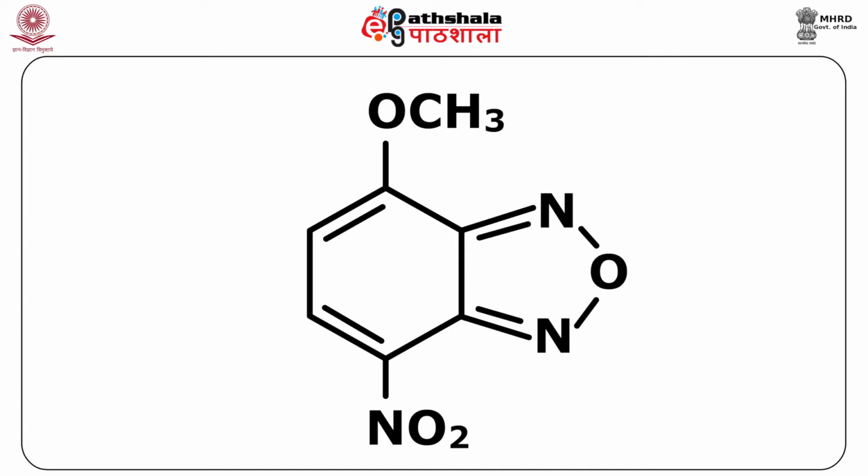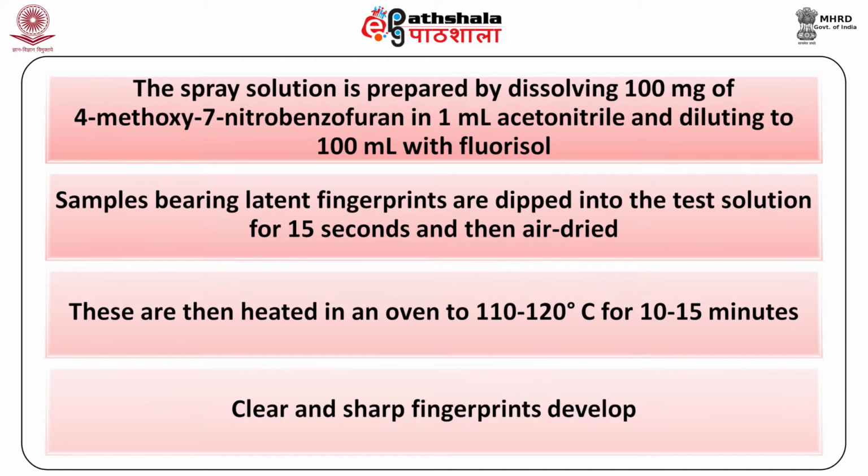4-methoxy-7-nitrobenzofurazan. The spray solution is prepared by dissolving 100 mg of 4-methoxy-7-nitrobenzofurazan in 1 ml acetonitrile and diluting to 100 ml with fluorosol. Samples bearing latent fingerprints are dipped into the test solution for 15 seconds and then air dried. These are then heated in an oven to 100 to 120 degrees Celsius for 10 to 15 minutes. Clear and sharp fingerprints develop.